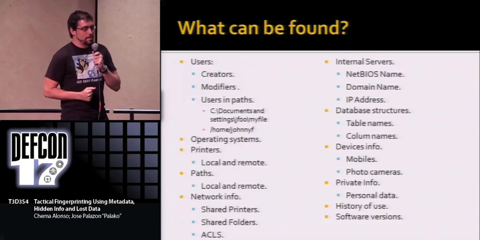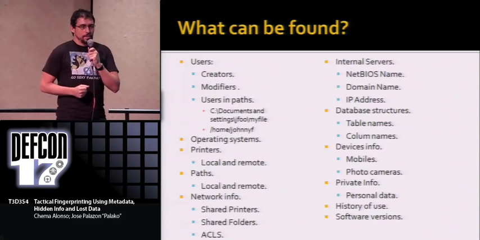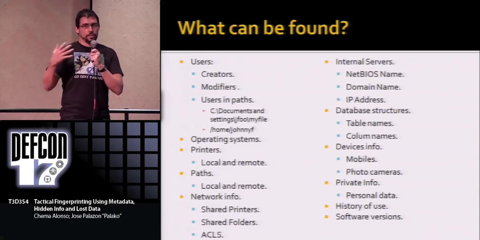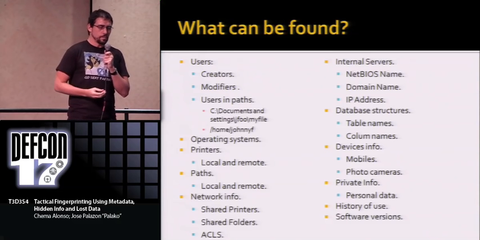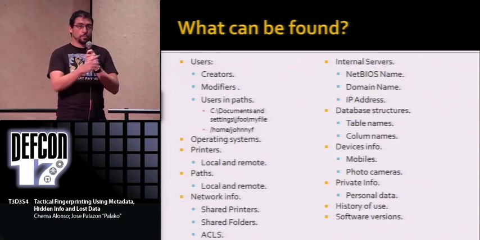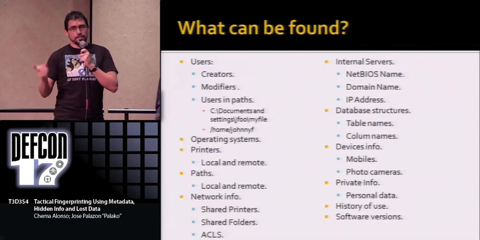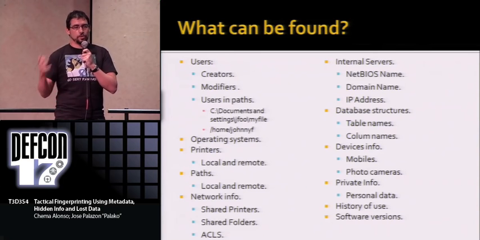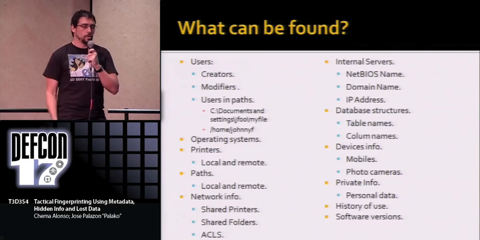So what can we find in metadata? As I've said a couple of times so far, the point of our presentation is to get all this information to make some fingerprinting of the network. So we are interested in users, and getting who created the document, who modified the document. There is going to be, as we've seen before, something in the path that is also the username. So we have plenty of information about the users of the internal network in the documents.